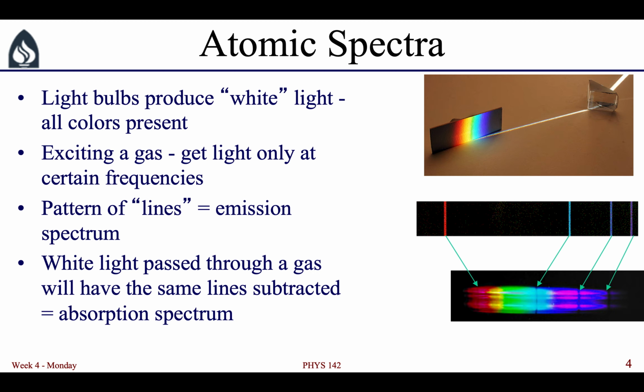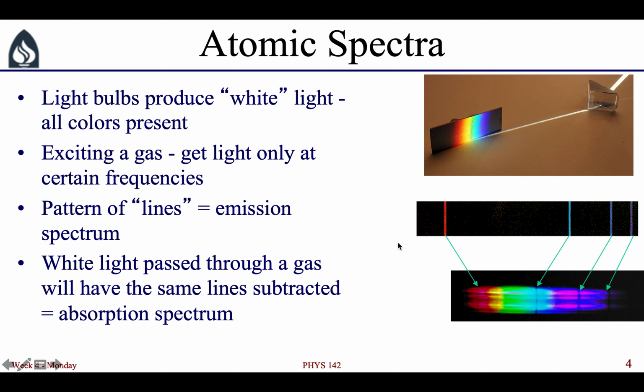If you have a gas, on the other hand, and you excite the gas, maybe by shooting electrons through it so that the electrons collide with the gas molecules and excite them, then you will get light only at certain very specific frequencies. So here, for example, is the emission spectrum of hydrogen. If you excite a hydrogen gas, you will get some red light and some cyan and blue and purple. But just these exact wavelengths, only these colors are present.